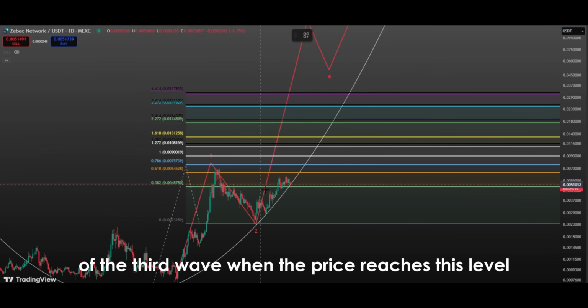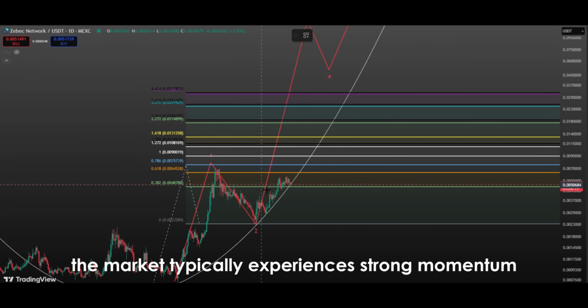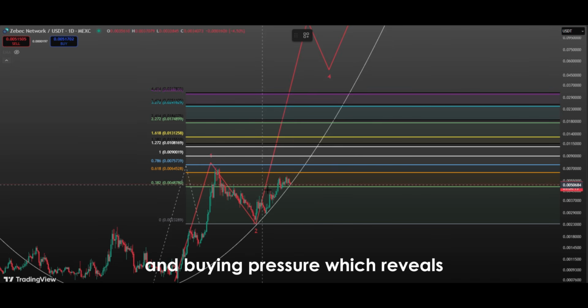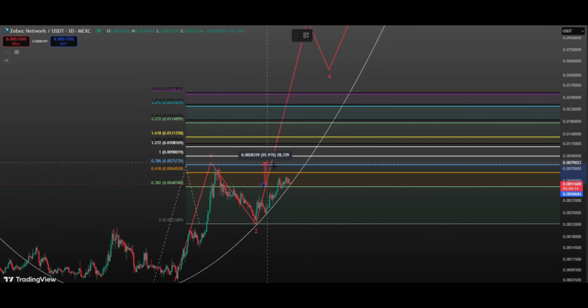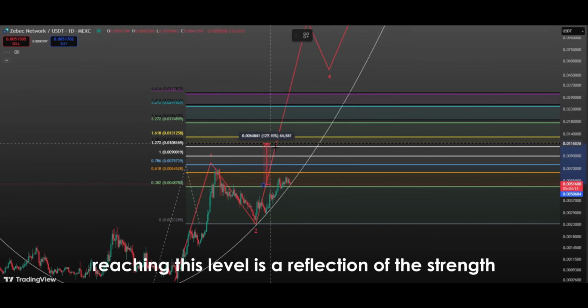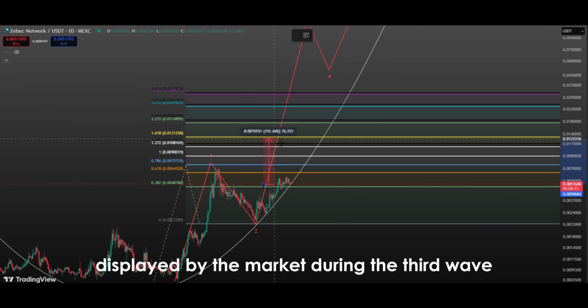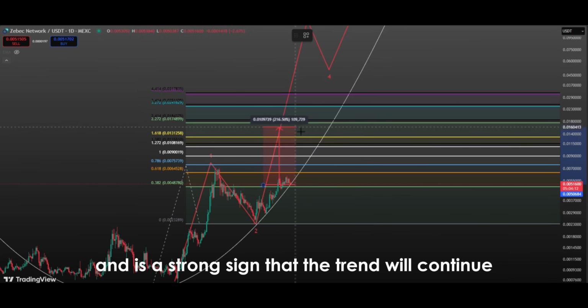When the price reaches this level, the market typically experiences strong momentum and buying pressure, which reveals the potential for the price to rise to $0.018. Reaching this level is a reflection of the strength displayed by the market during the 3rd wave and is a strong sign that the trend will continue.